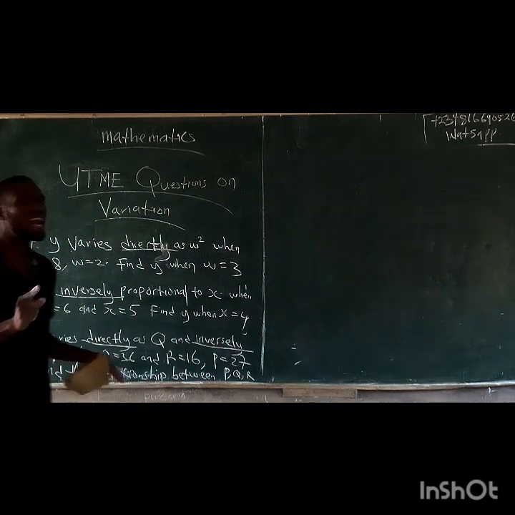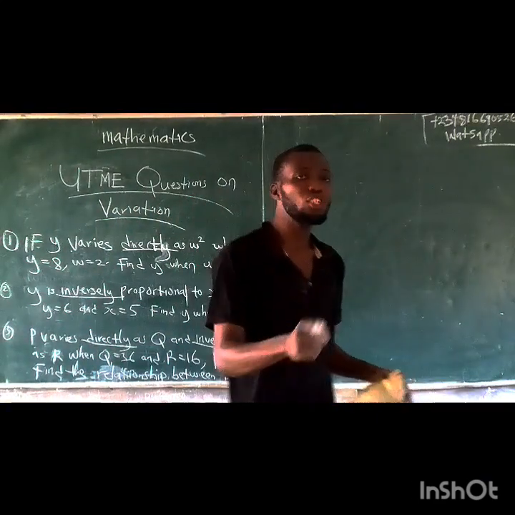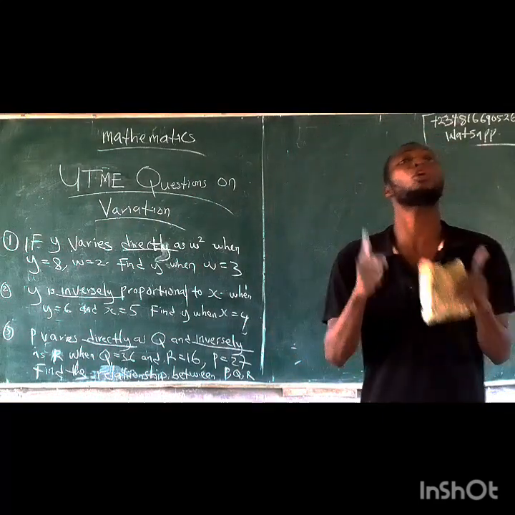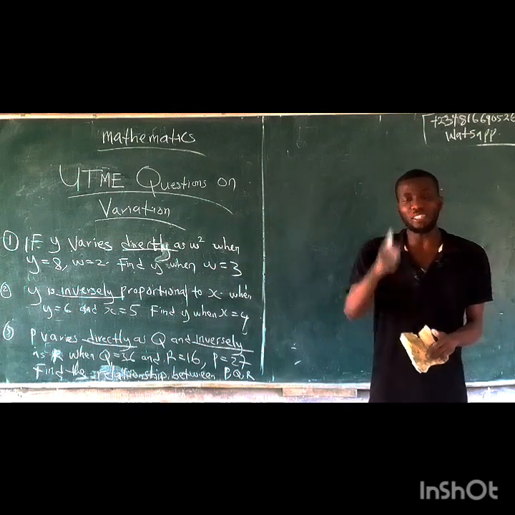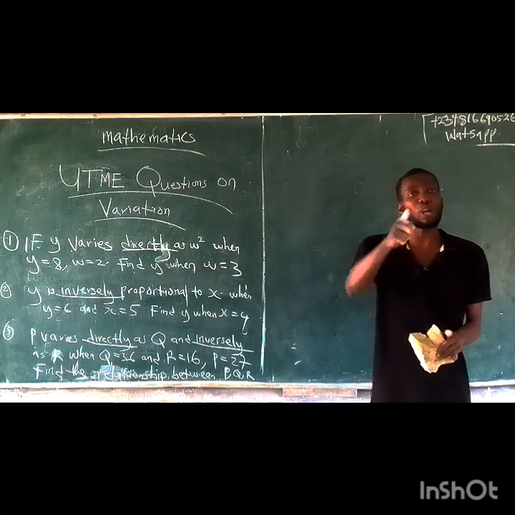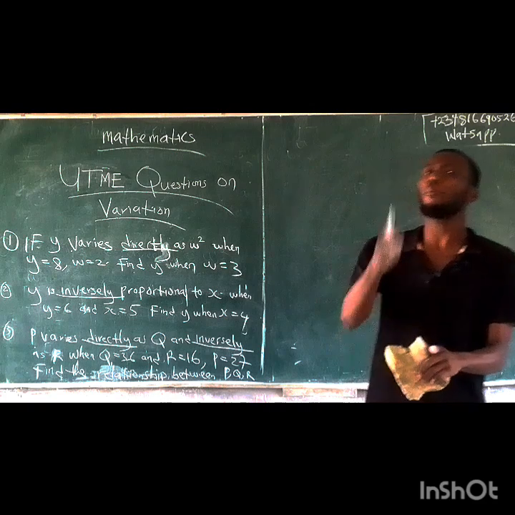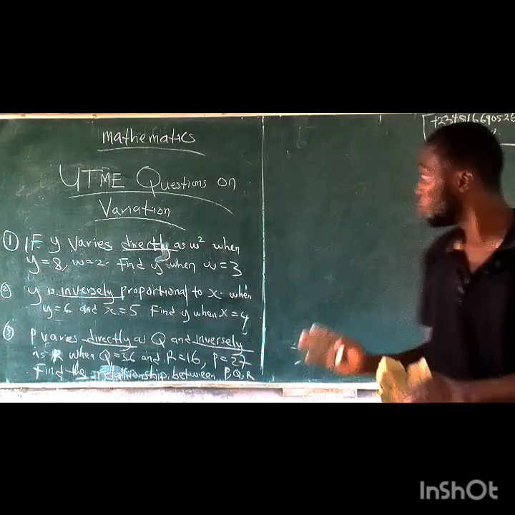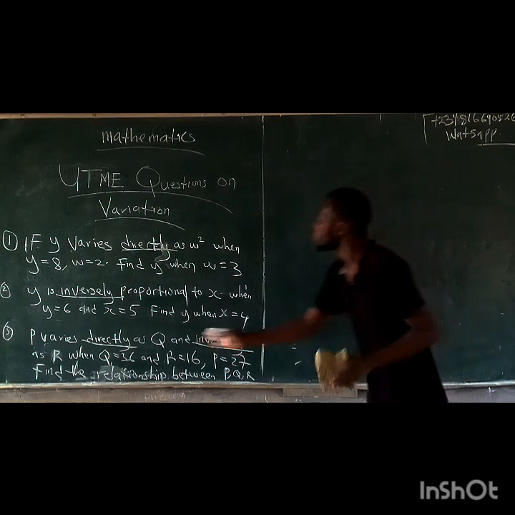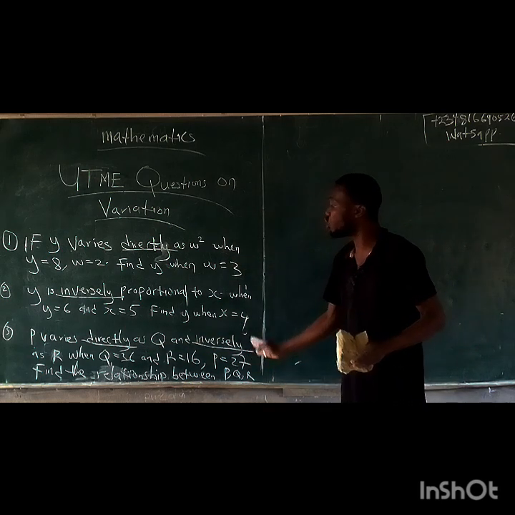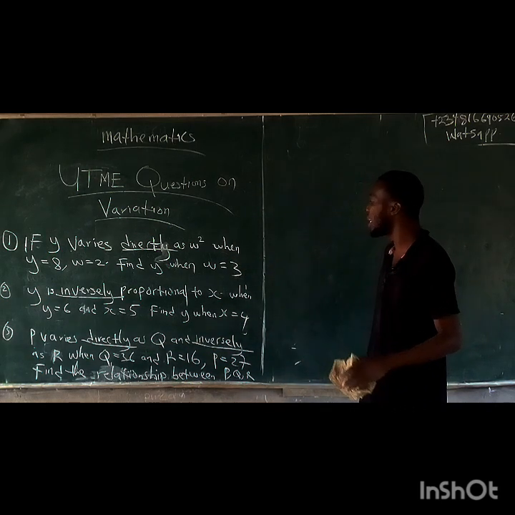Please take note. Anytime you are solving variation, the first thing you need to do is ensure you find your constant. Very important. That's the first thing to do. And you should be able to identify what type of variation it is. Now, in this case, this is joint variation. Now look at the one I'm going to answer now.